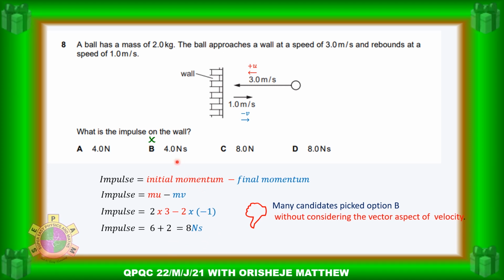And take note, the examiner also is testing the unit of impulse. So A was in Newton, B was Newton second, C was 8 Newton, and D was 8 Newton second. The unit of impulse is not force, so that automatically eliminates A and C. So the answer is between B and D. So the correct answer based on our calculation is D. Let's go to the next question.